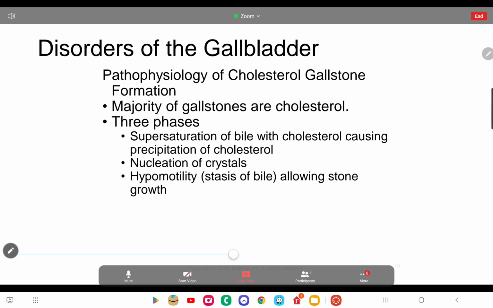Now we have cholesterol gallstone, the formation of the stone. You have the supersaturation, nucleation of crystal, and hypomotility. So that's how you develop the gallstone.